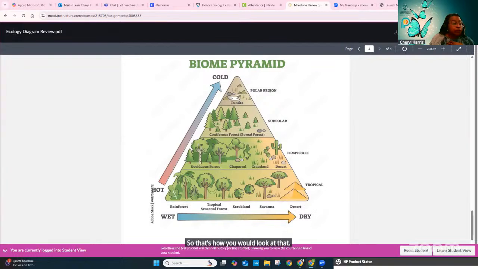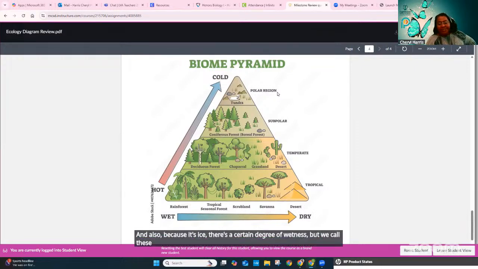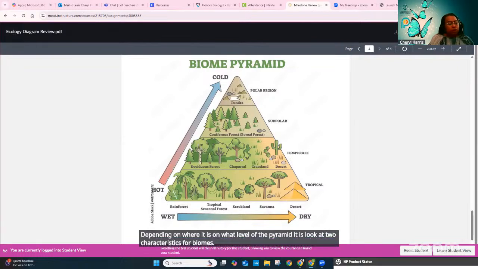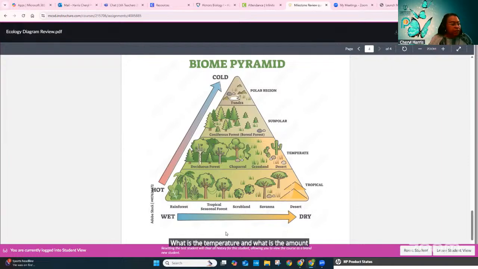Tundra is the frozen areas, so they're very cold. And also because it's ice, there's a certain degree of wetness, but we call these frozen deserts because things tend to not live up there in the tundra polar regions. All right, so you might see this pyramid, and that's how you would read it, depending on what level of the pyramid it is. Look at two characteristics for biomes: what is the temperature, and what is the amount of rainfall it gets?